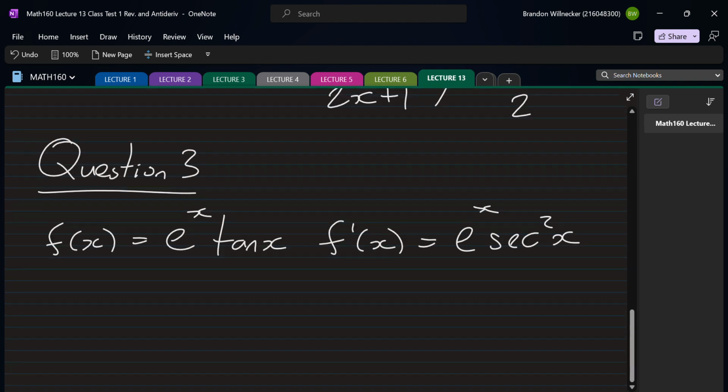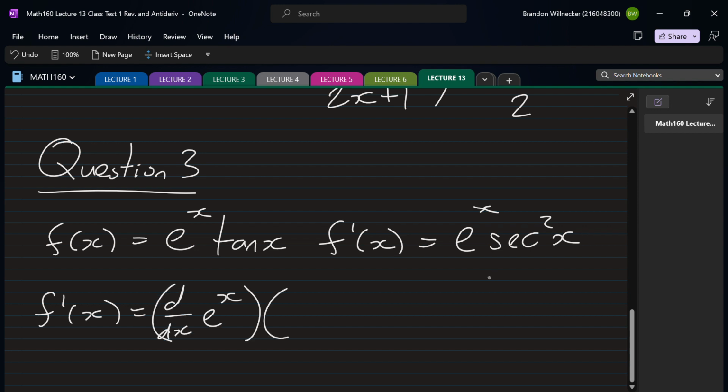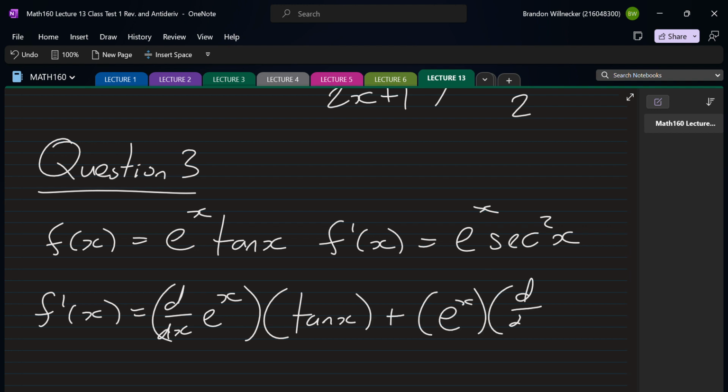There's something wrong. So here, when we take the derivative, we need to take the derivative of the first term, leave the second term alone, plus we leave the first term alone, and we take the derivative of the second.